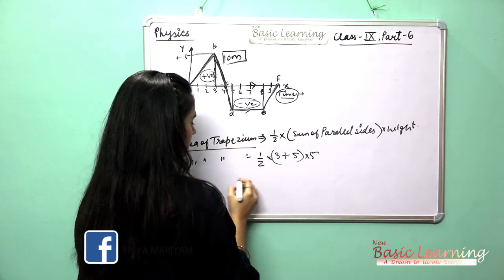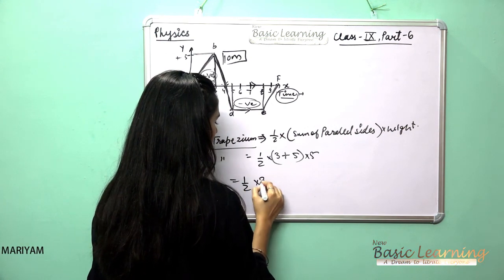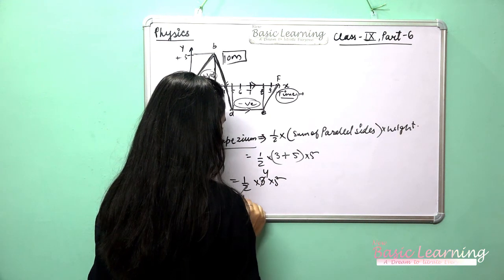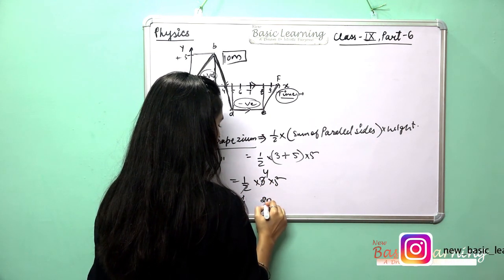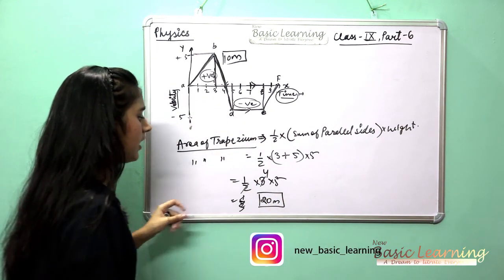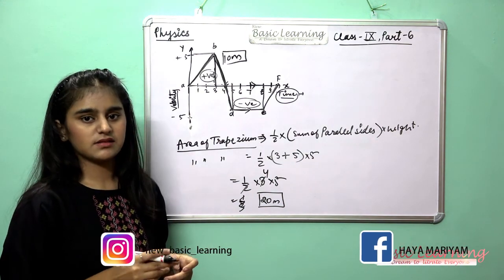Then now let's calculate this. 5 + 3, that is 8 and 5. 2 4s are 8, sorry, not 1/2, 5 4s are 20. This is the answer that we get, the area of trapezium. Now we will calculate the distance.